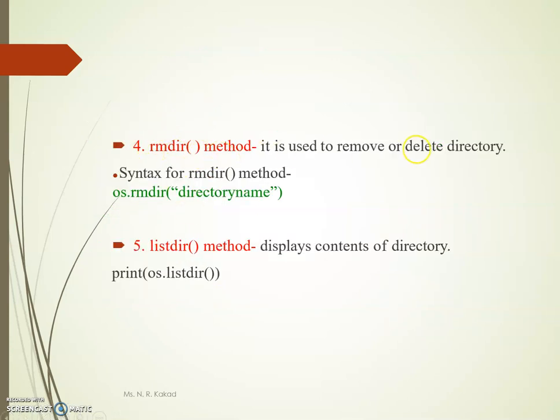Next, rmdir, that is remove directory. This rmdir will remove the directory from the current directory. And then the listdir. This listdir displays the contents of a directory, meaning it will print the files and directories present in the current directory.